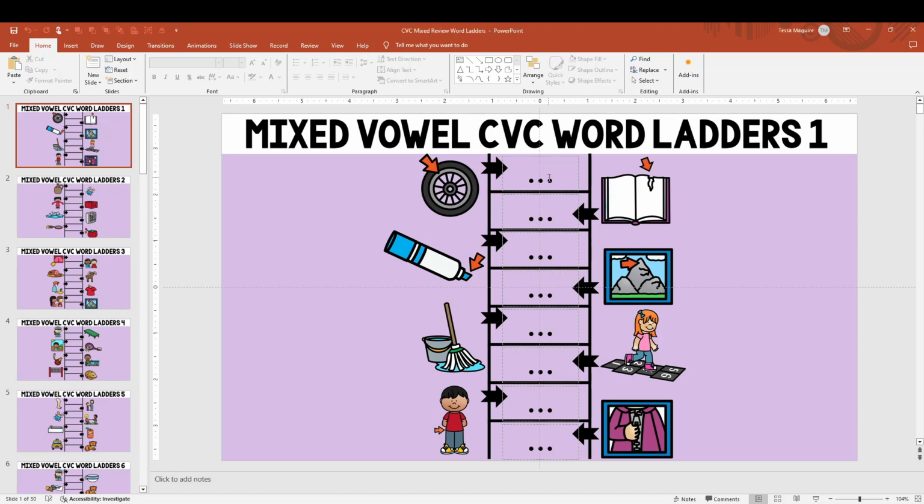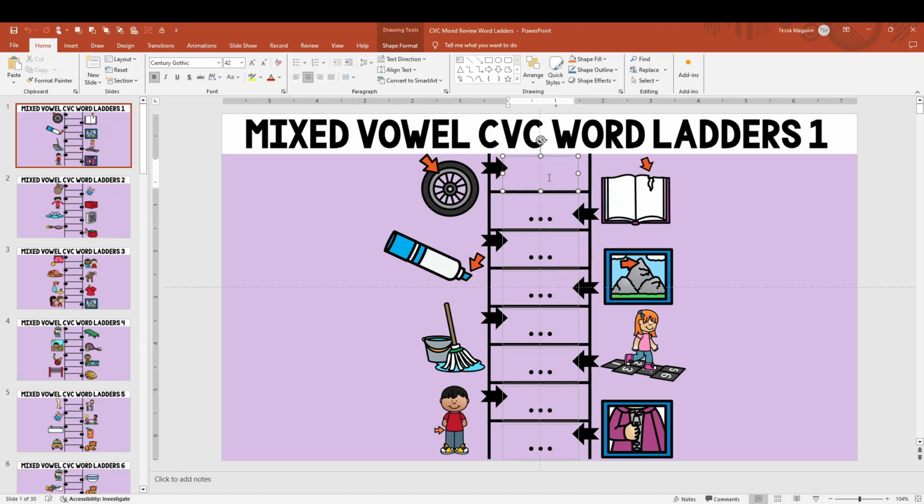Let's start off with the first one here, that is pointing to the rim on the wheel. So we have to think of what is a very similar word that matches this picture, and we have rip. Then the next picture is tip. Then this is the top of the mountain.